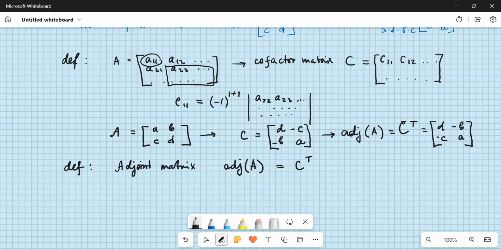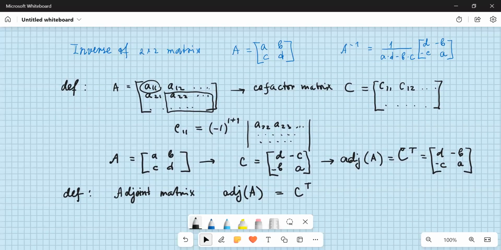Well, guys, you probably see where I'm going now. If you compare it to the formula of the inverse matrix of 2 by 2, you see that it's almost the inverse matrix of 2 by 2, right? It's D, minus B, minus C, A, exactly. The only missing thing over here is 1 over this AD minus BC.